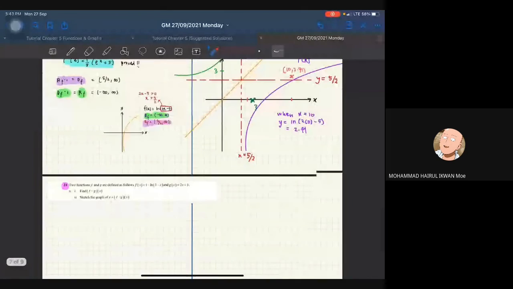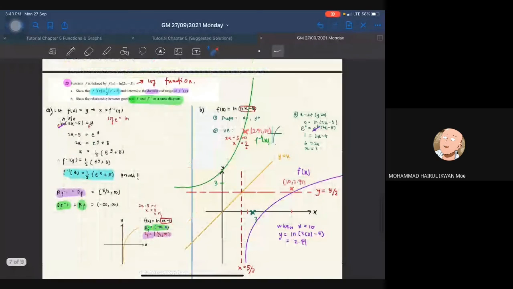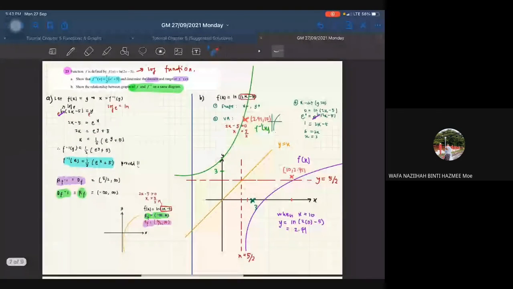Okay, so setakat ni ada soalan tak? Tiada. Okay, good. So, actually kita dah habis lah kiranya untuk chapter 5 and awak dah boleh start on chapter 6.